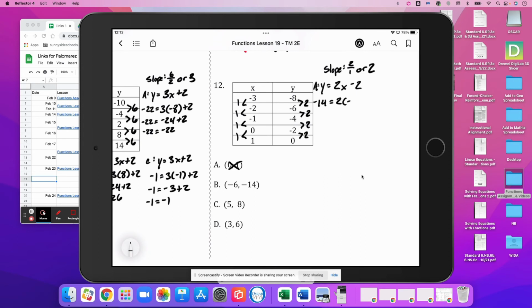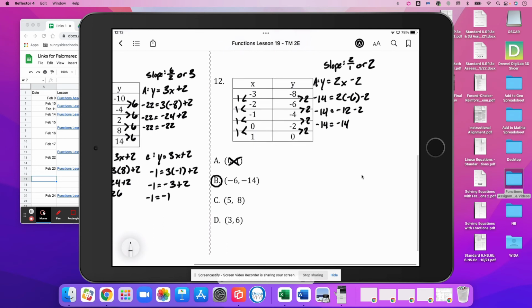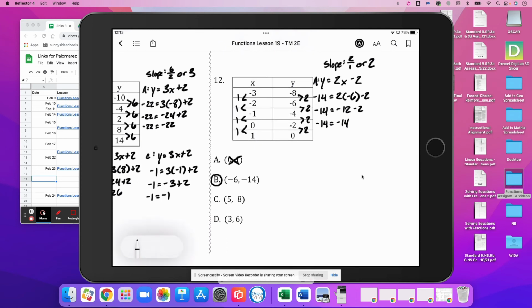equals 2 times negative 6 minus 2. I think this one's going to work. So negative 14 equals negative 12 minus 2. Negative 14 equals negative 14. And so yes, B satisfies the function. Oh, and I mismarked that one, didn't I? I put it as A, so fix that.